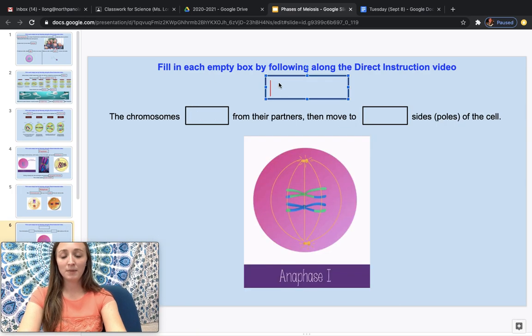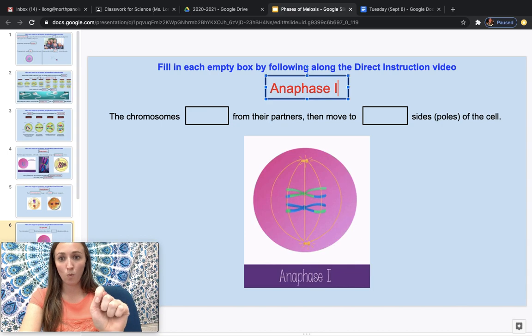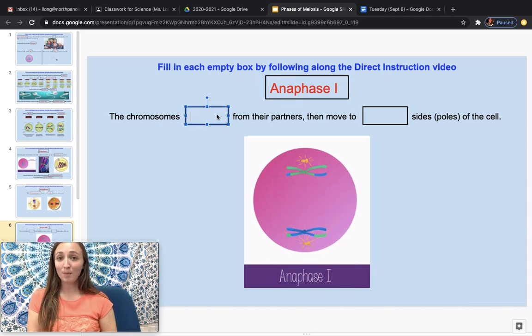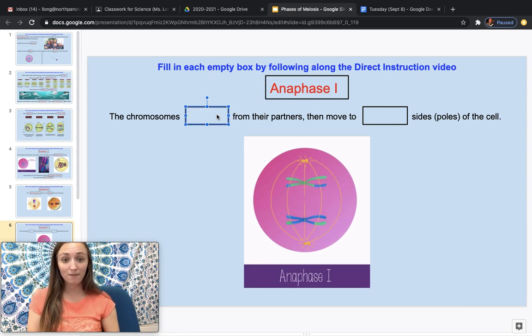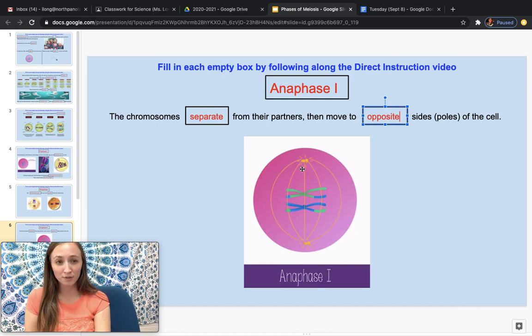So we had prophase, metaphase, which means next is anaphase. And since we're still in meiosis 1, it is anaphase 1. During anaphase 1, same thing that happened in mitosis with anaphase, they are going to separate and move to the opposite sides, or poles, which is the end of the cell.